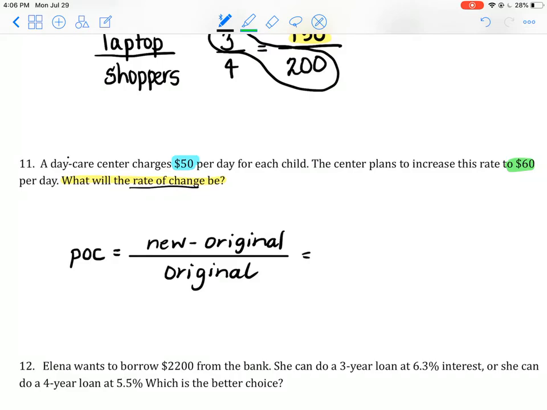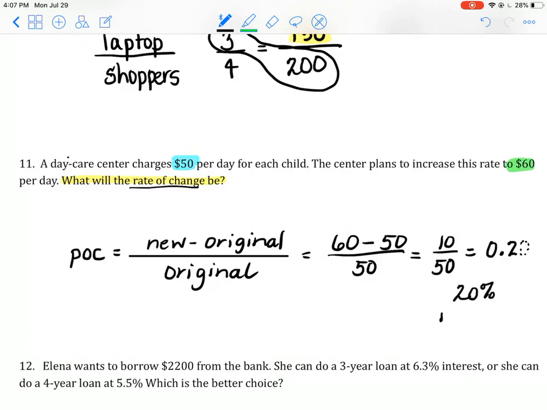New is 60. Minus original over original. So we end up with 10 over 50. And when you divide that through, you get 0.2, or a 20% increase. It's a positive 20, so it's an increase in price. What is the rate of change? It's a 20% increase.